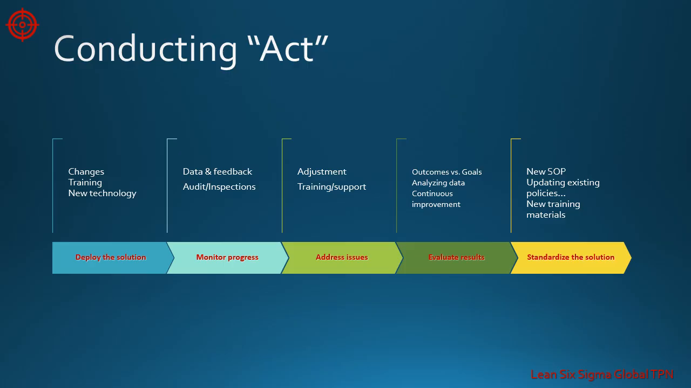They also developed new training materials for employees to ensure that they were trained on how to use and support the new system. So by following these steps in the act phase, the team can ensure that the solution is implemented effectively and sustained over time. This helps to achieve the desired improvements in the organization and ensure that the problem does not reoccur.